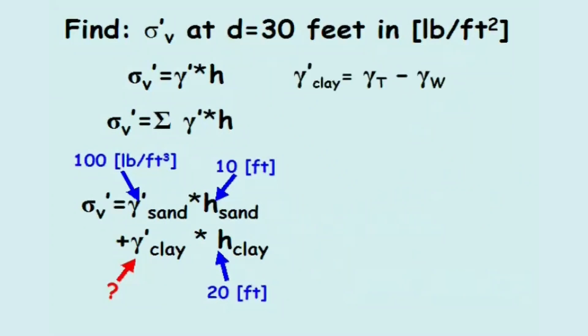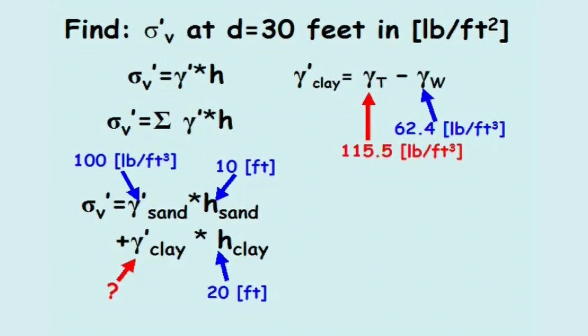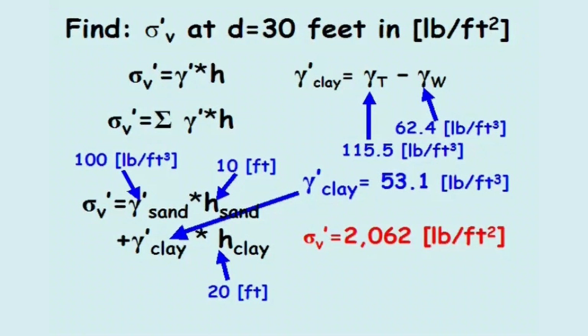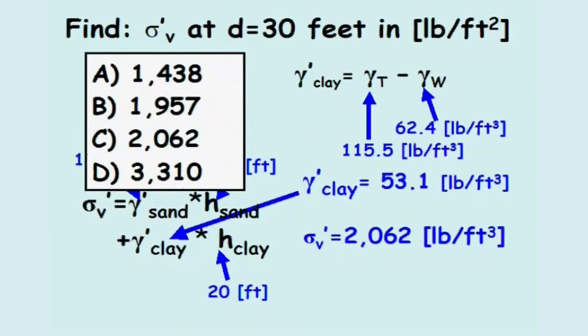Back to our equations. We can now solve for the effective unit weight of the clay layer by subtracting 115.5 minus 62.4, which is 53.1 pounds per cubic feet. Plug that value into our equation for the vertical effective stress, and we find that the vertical effective stress at a depth of 30 feet is 2,062 pounds per square feet. Compared to our initial solutions, the answer is C.